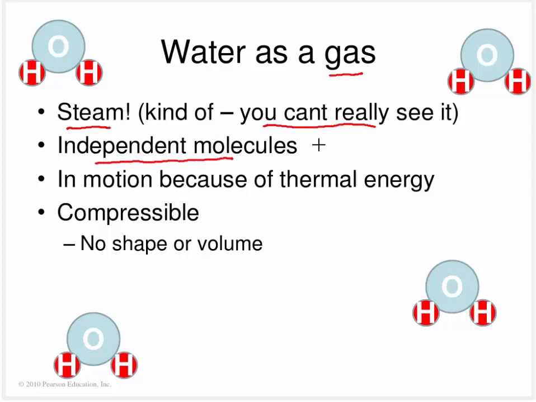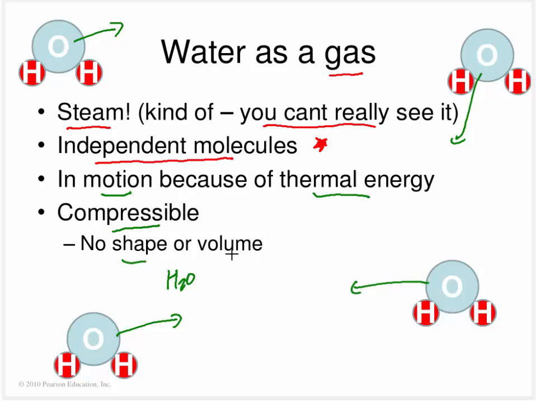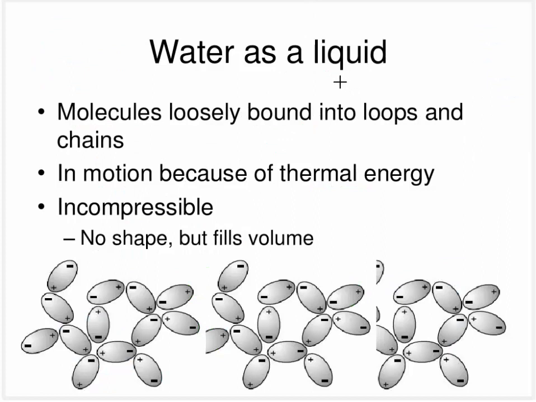We're going to have independent molecules, and that's the key thing to keep in mind. These independent molecules are definitely in motion because they have some thermal energy. If you think about water, H2O, it's going to be 2 hydrogens, 1 oxygen, and we have these individual molecules whizzing around. It's something that we can compress. You can blow steam into a 2-liter bottle and squeeze it down to a different volume. So it's not going to have a definite shape, and it's not going to have a definite volume either.